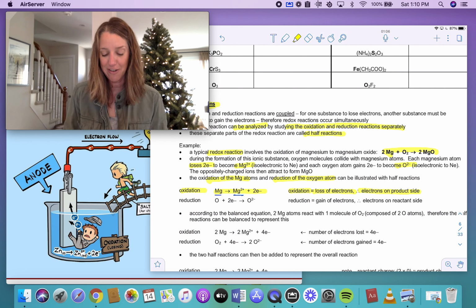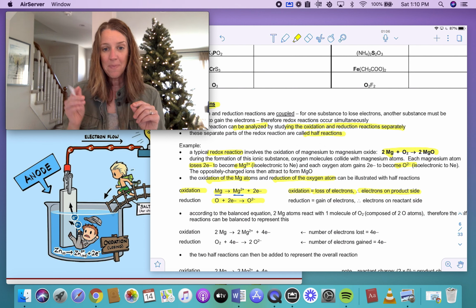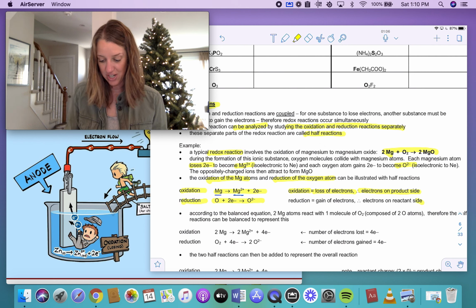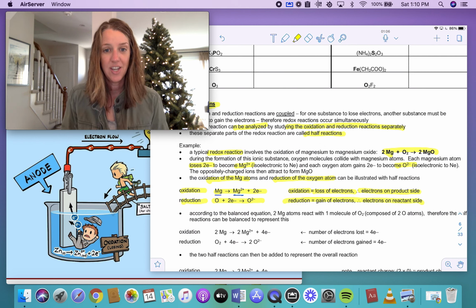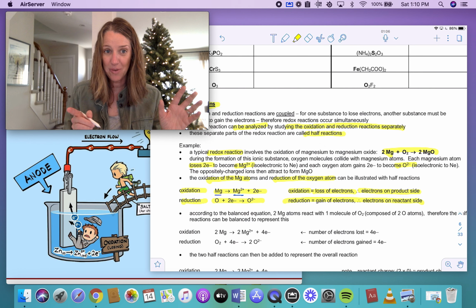Let's do the reduction half reaction. I know that I have oxygen, which is an oxidation number of 0, right? And then I have O2-. The oxidation number has gone down, okay? It's actually been reduced. It gains electrons. It's called reduction. And where do you show the electrons? You show them on the reactant side because they've gained electrons. So something that gains electrons is going to be on the reactant side because it's gained electrons. Okay, do you see that wording there?